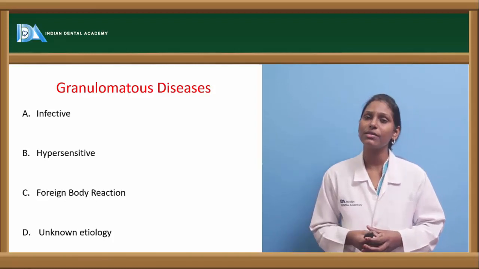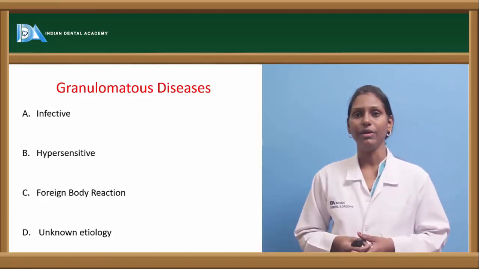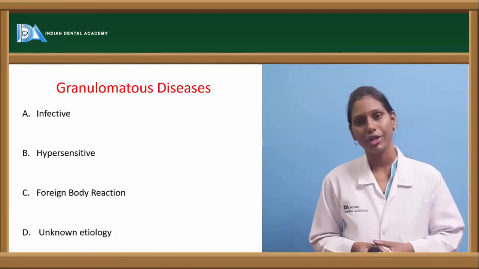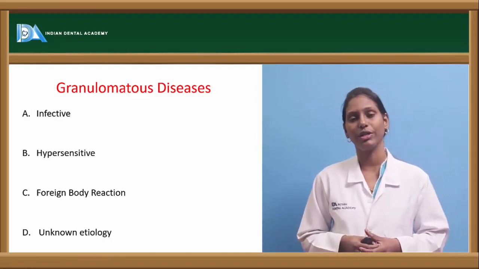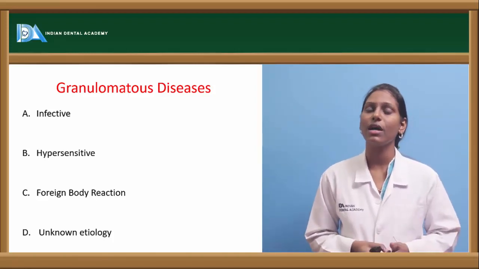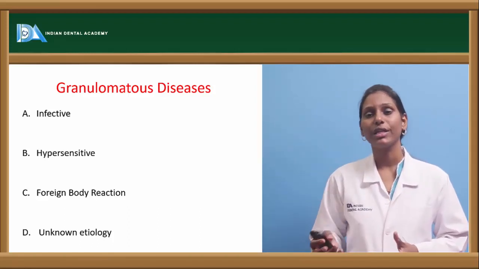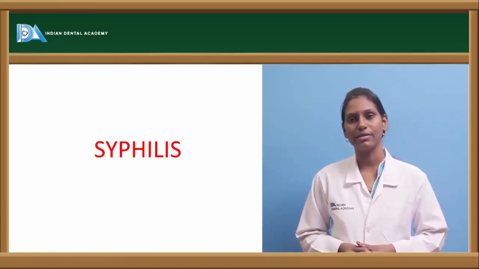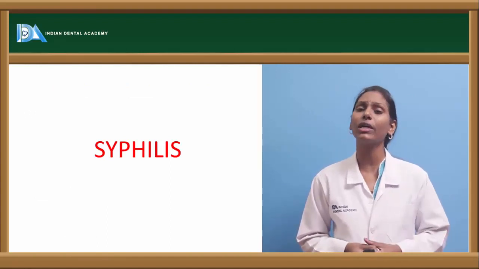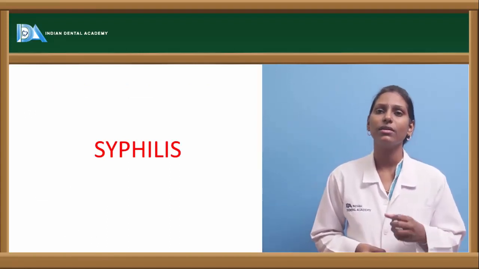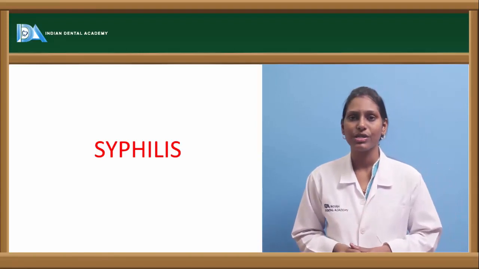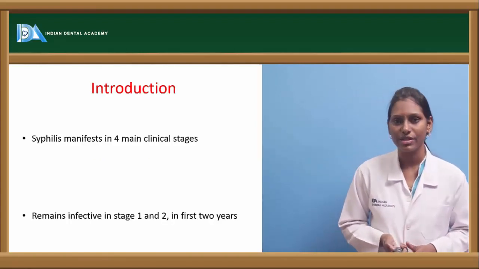For endogenous granulomatous diseases, we have something like tophi. Tophi is also an example of endogenous foreign body reaction. And some conditions have unknown etiology, like Crohn's disease, which is of unknown etiology, again a type of granulomatous disease. So today we will talk about syphilis, in detail about its pathogenesis and its clinical features, and how we treat syphilis.